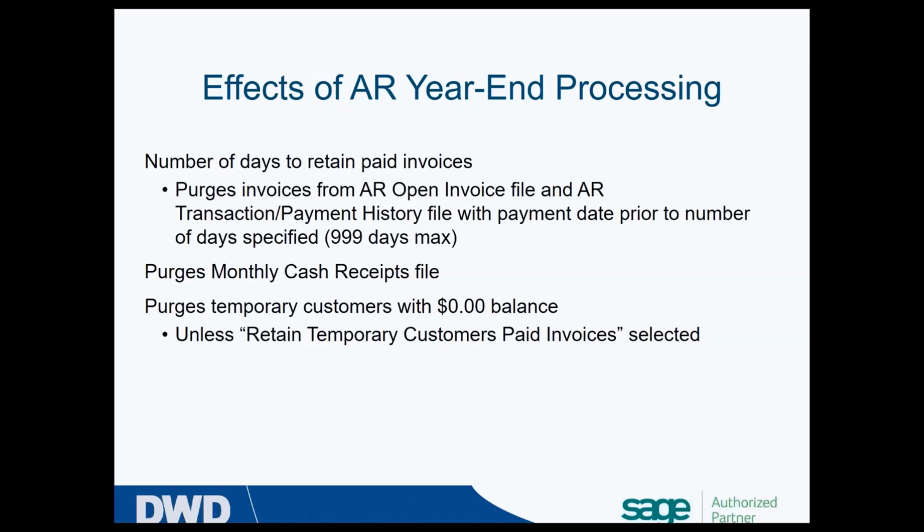What happens when AR closes? Pretty much regardless of whether it's period or year end, we have a similar number of days to retain paid invoices. So when I'm looking at a customer inquiry and I see invoices on their screen, they're still in the open file until I meet the criteria of having closed and having surpassed the number of days to retain those paid invoices. I then want to go to AR history inquiry to find information on things that I can no longer see on the immediate inquiry.